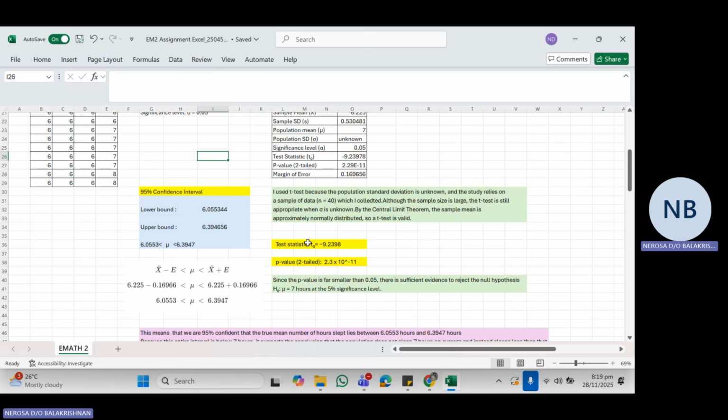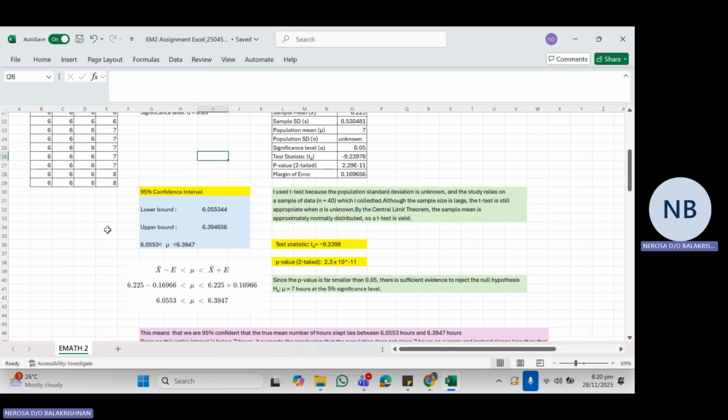If my p-value is less than 0.05, I will reject the null hypothesis. If the p-value is equal to or more than 0.05, I fail to reject the null hypothesis. In my case, the p-value is smaller than 0.05, as you can see here. There is sufficient evidence to reject the null hypothesis, which is the 7 hours of sleep that Singaporeans get, at the 5% significance level.